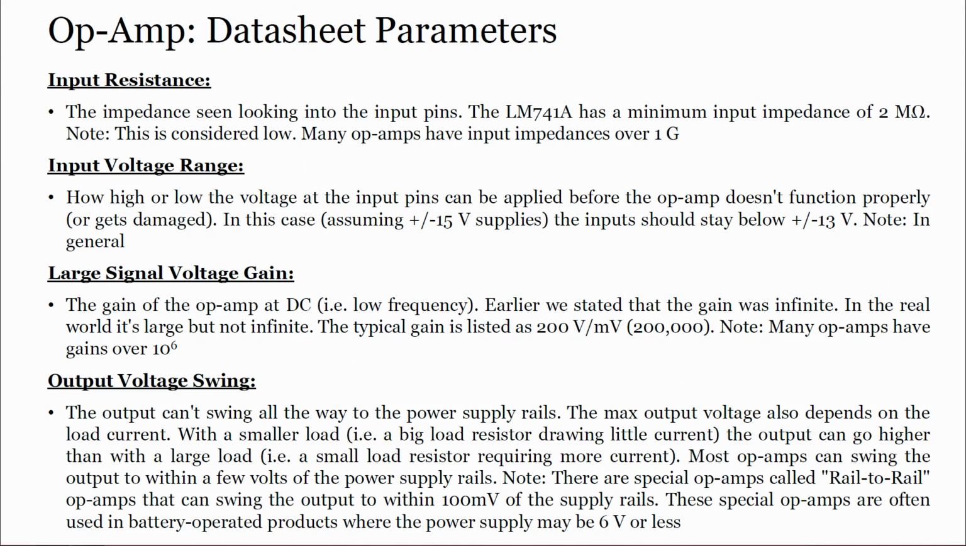The gain of the op amp at DC, that is, low frequency, right. Earlier we stated that the gain was infinite, we always see that the gain is infinite, right, but in a real situation it is large but not infinite. The typical gain is about 200 volts per millivolt or 200,000, right. Many op amps have a gain of greater than 10 raised to 6.